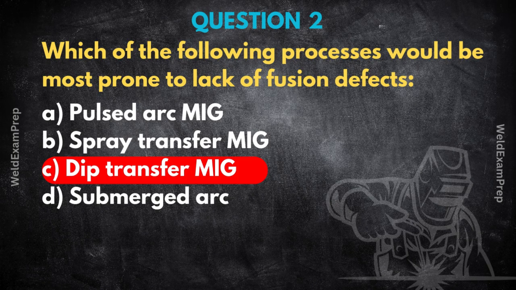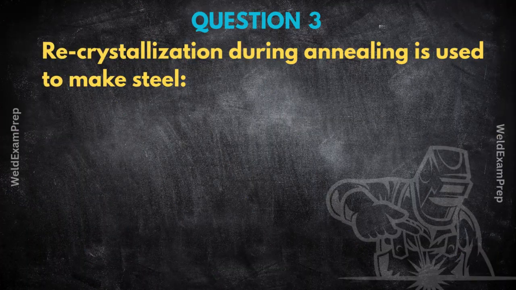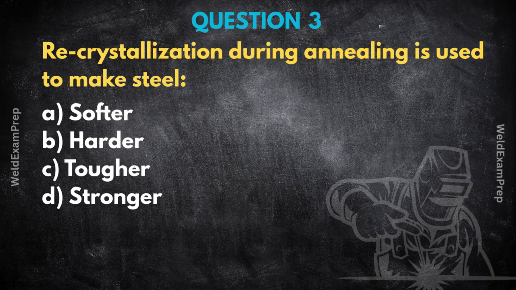Okay, let's dig into some material science basics with question 3. Recrystallization during annealing is used to make steel: A, softer; B, harder; C, tougher; or D, stronger. Fundamental heat treatment. What's the main goal when we talk about recrystallization in annealing? The answer here is pretty clear-cut. It's A, softer.